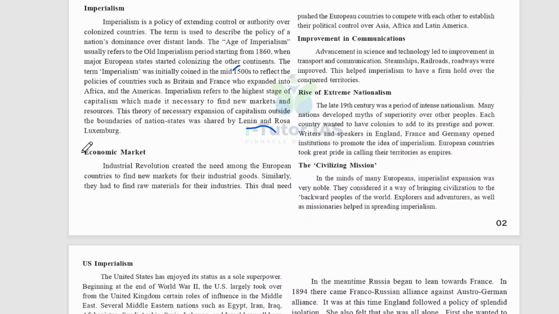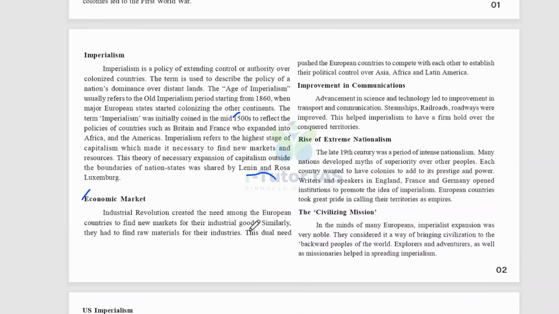And economic market: the industrial revolution created the need among the European countries to find new markets for their industrial goods. Similarly, they had to find raw materials for their industries, and this dual need pushed the European countries to compete with each other to establish their political control over Asia, Africa and Latin America. So that is about the economic market.